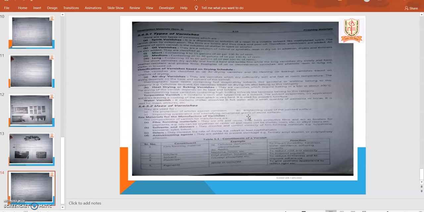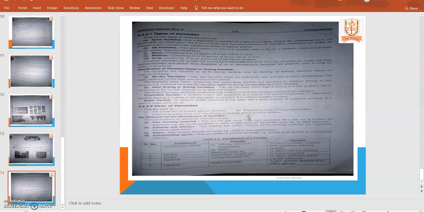So what are the uses of varnishes? The protection of the article against corrosion, then brightening coats for painted surfaces, improving the appearance, and intensifying the ornamental grains of wooden surfaces. So what are the raw materials for manufacturing varnishes? They are the film forming materials, then solvents and thinners, then dryers and anti-skimming agents.